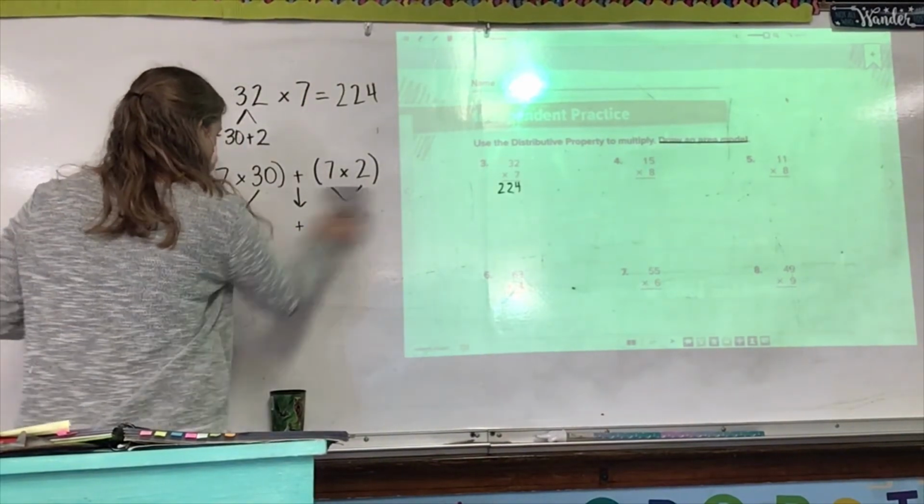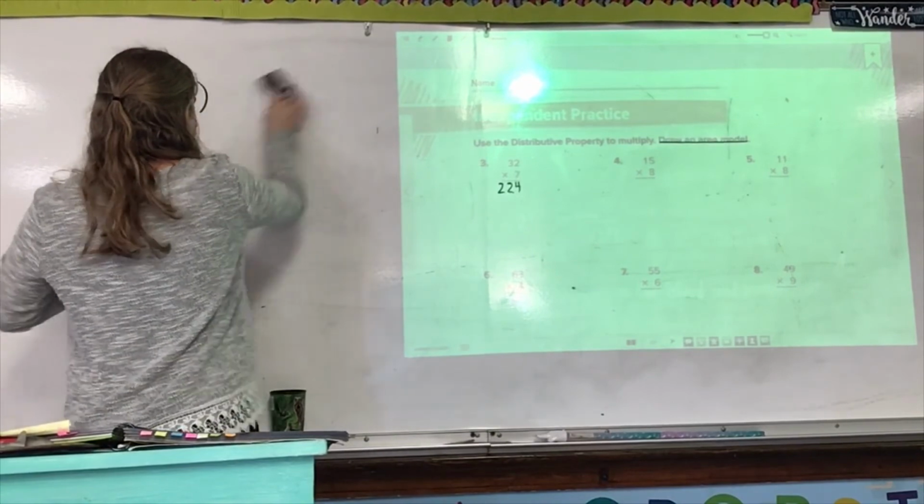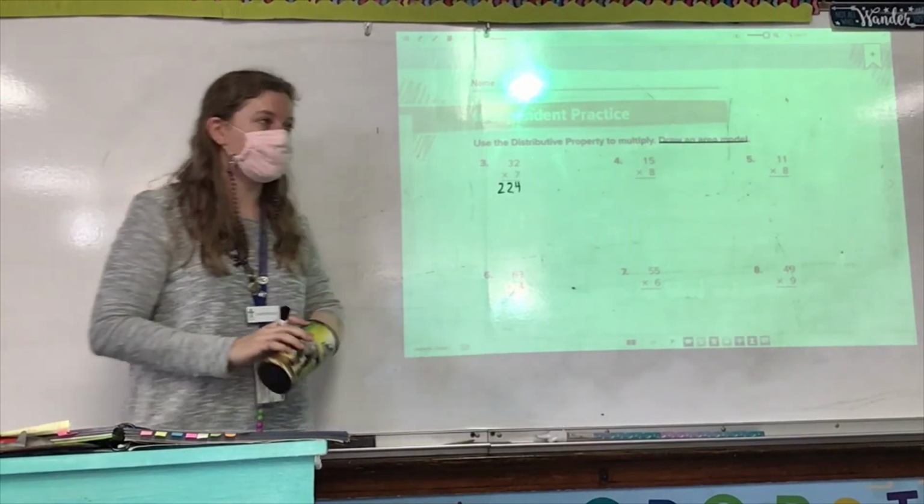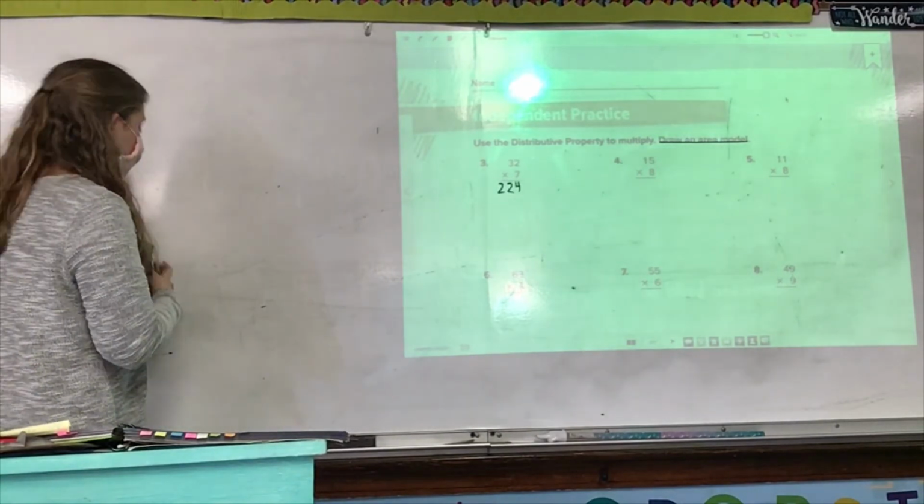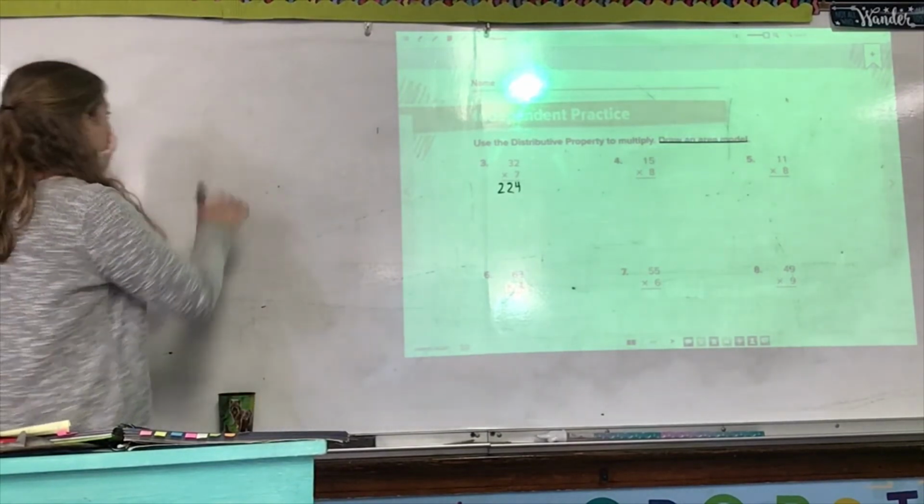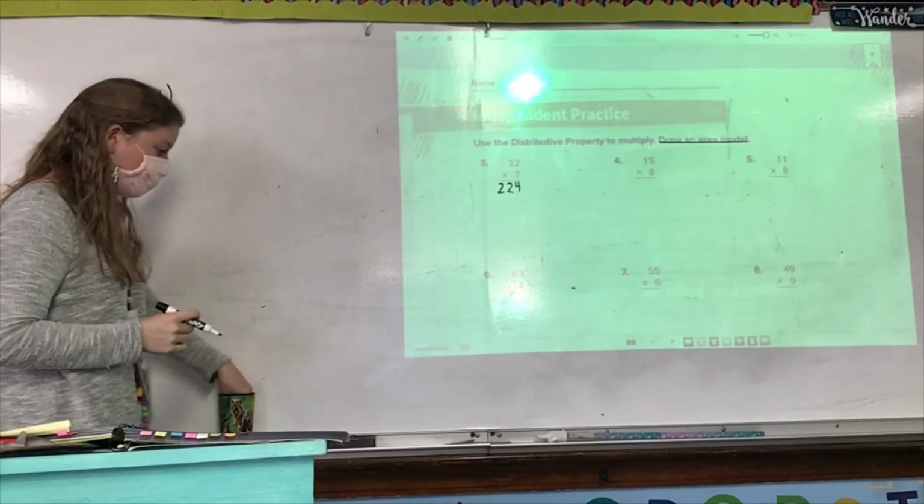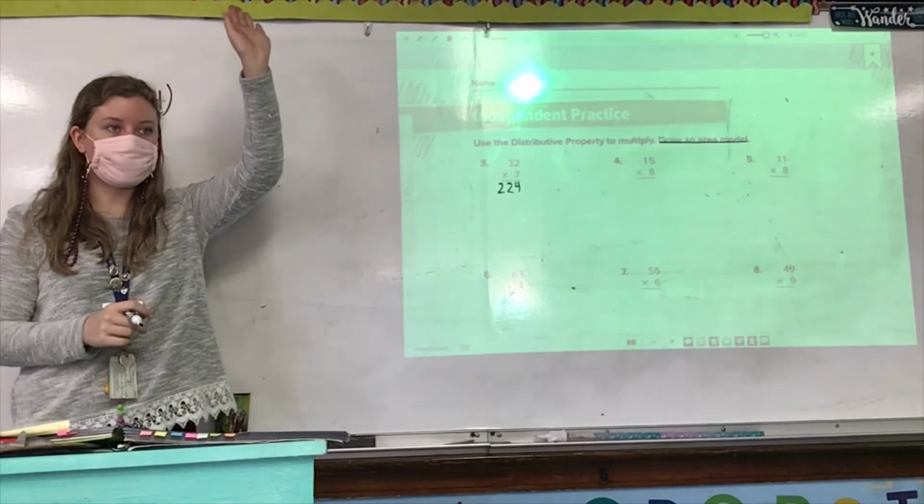Okay. I'm going to be kind of quiet. So, we're doing number 4, 15 times 8. First thing I do, go to my separate sheet of paper, skip a line or two underneath number 3, and I write 4. Now what do I do?